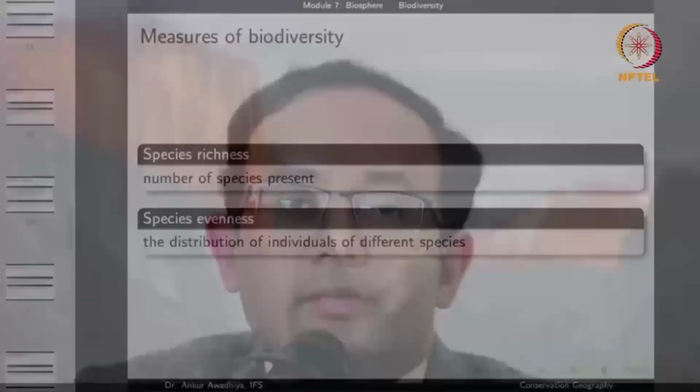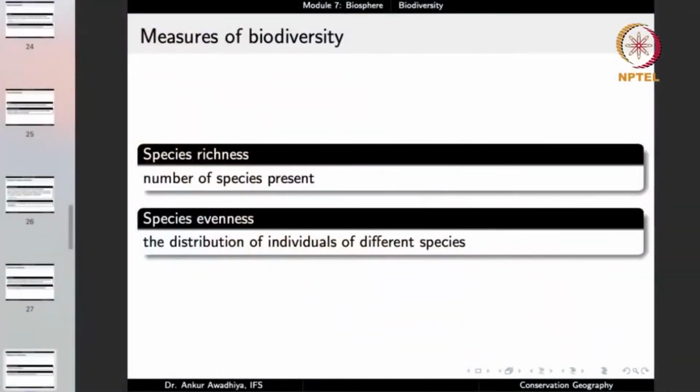Now in such a case, which forest will you call more diverse and which will you call less biodiverse? To answer these questions, we make use of certain indices. These indices combine the data on species richness and species evenness to give us a value of biodiversity. But then the question is, how do we compute these two values, richness and evenness?